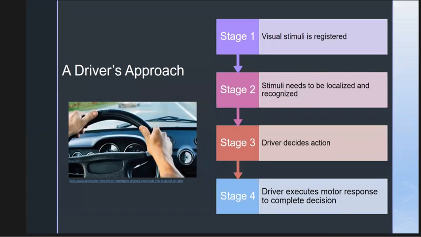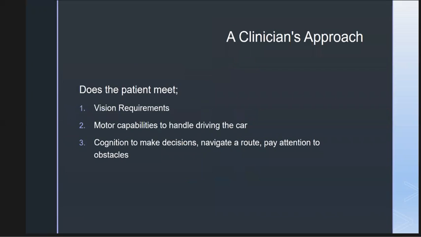Now, the driver's approach to driving: when a driver is behind the wheel, there are 4 stages to their reactions. First, a visual stimulus is registered and then localized and recognized. The driver then decides on an action and needs to physically exert that action. Identifying if a patient can execute these functions is key to making sure your patient is qualified to drive. So, as clinicians, we must assess our patient to ensure that they are capable of identifying stimulus, making a decision, and then physically performing that action.